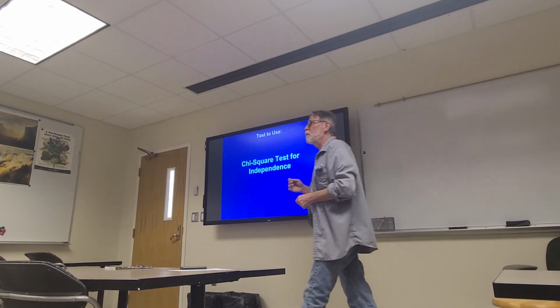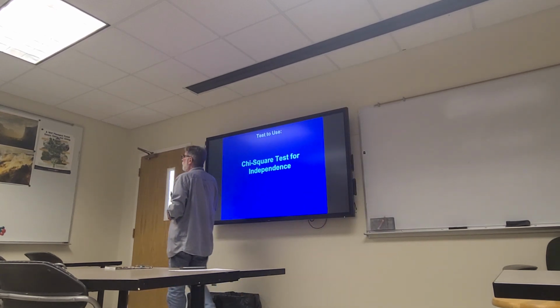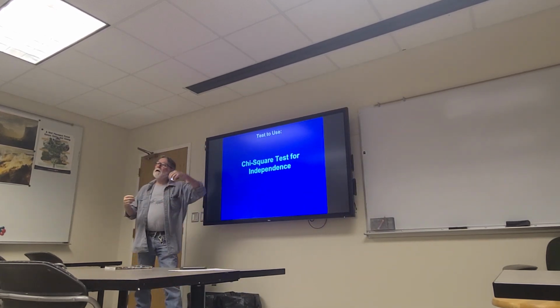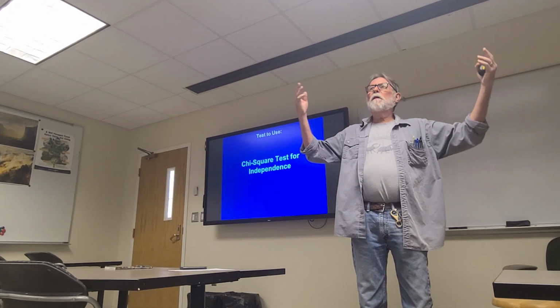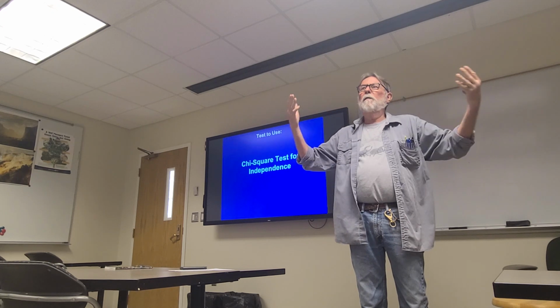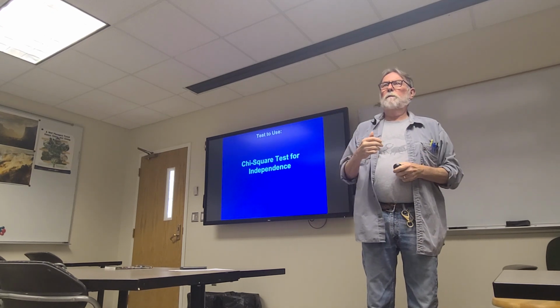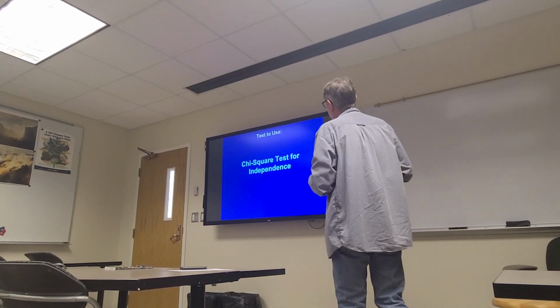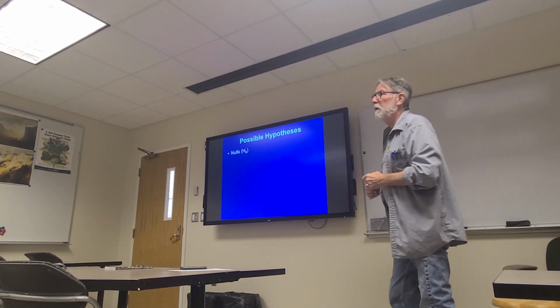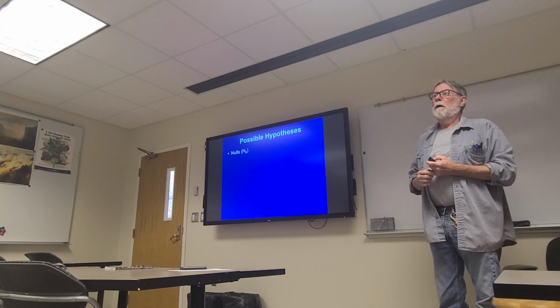Is the distribution of soldier beetles independent from the distribution of goldenrod, or is there a dependence between one and the other? That becomes the question. So how would we do this? Okay, again, two possible hypotheses.